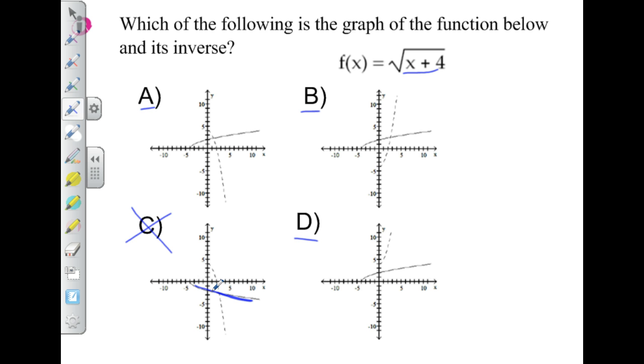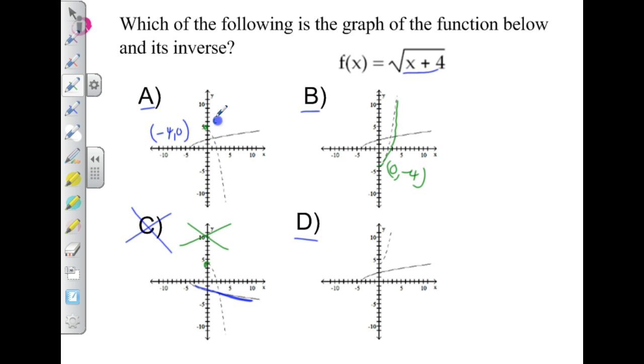But the inverse of this, that'd be easy to find. What's the inverse of negative 4, 0? Well, it would be 0, negative 4, which this one works. So they're saying this might be the inverse. But this one is not 0, negative 4, so it can't be C. We already said it can't be C.